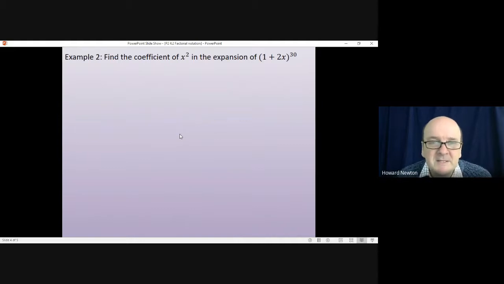Now, if that made any sense, have a go at working out the coefficient yourself. It's very quick. There are no tricks or catches here. But pause the video, have a go, come back to me when you're ready.